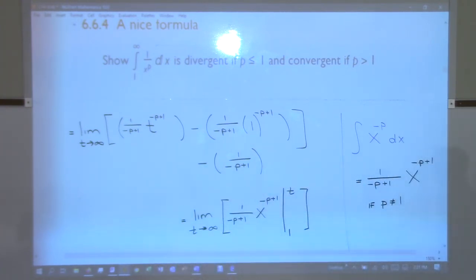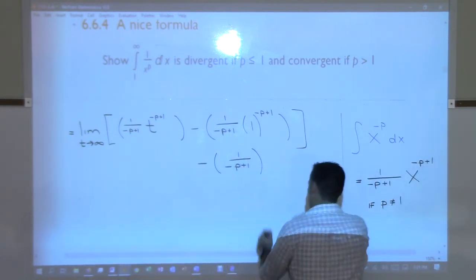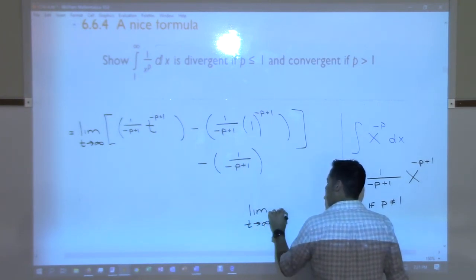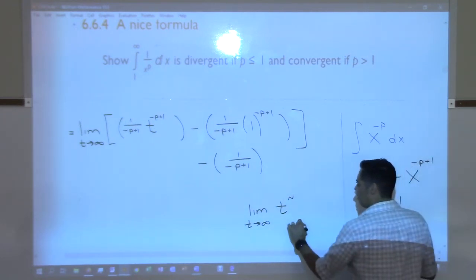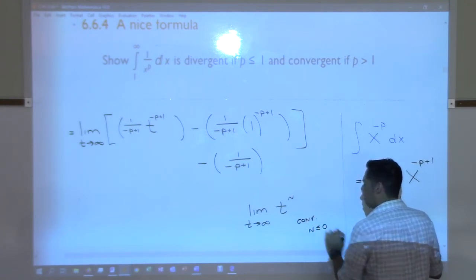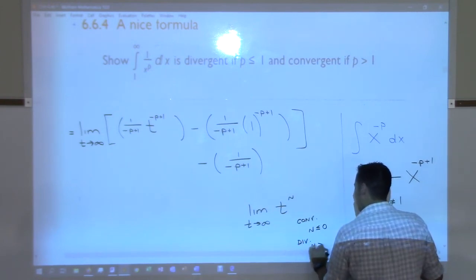So we have to let t go to infinity. Remember at the beginning of class I said I'm going to do this and then later on we're going to come back to it? That way I don't have to spend 10 minutes doing it. So go back and look in your notes from earlier. What did we say? We said if we have the limit as t goes to infinity of t to the n, it converged when n was less than or equal to 0, and it diverged when n was greater than 0.